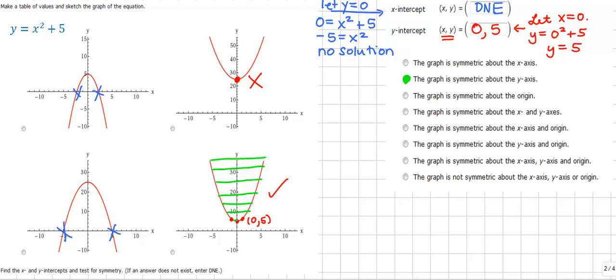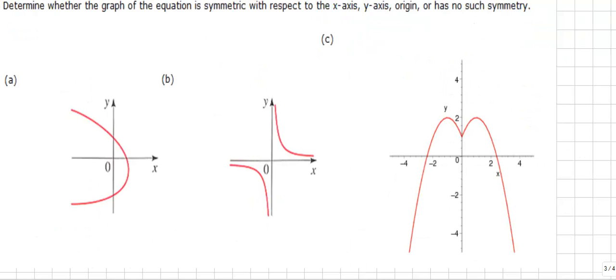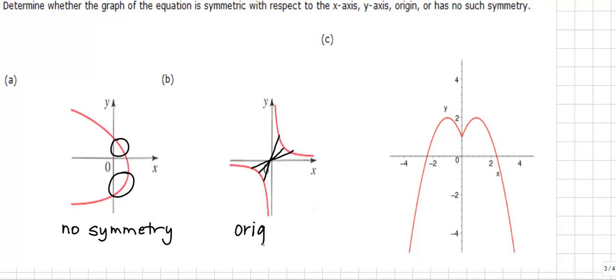Okay, lastly, let's just take a quick visual look at symmetry. Your first graph here has no symmetry. I don't see a perfect reflection about the x-axis because I see that this and this are really not the same shape. It doesn't reflect about the y-axis nor the origin. The second graph does not have y-axis symmetry nor x-axis symmetry, but it does, as you can see here, have symmetry about the origin.